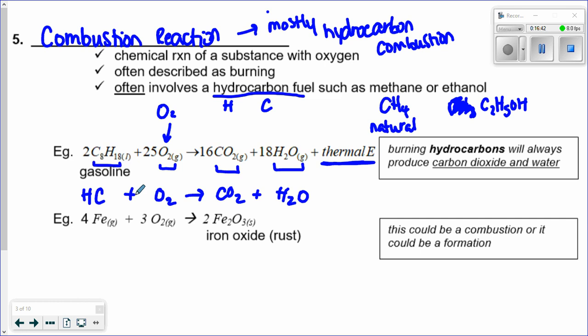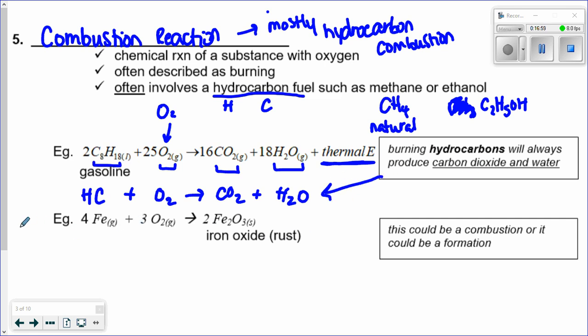Again, these are a little bit of a pain to balance. We talked about that already. Sorry, that's our general form for it. So burning hydrocarbons will always produce carbon dioxide and water.